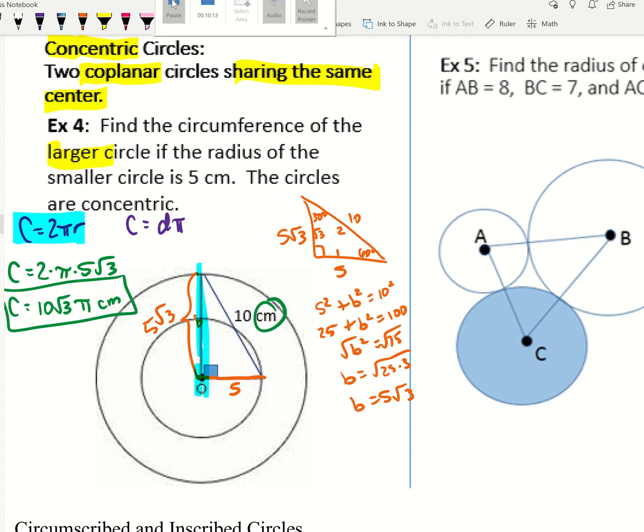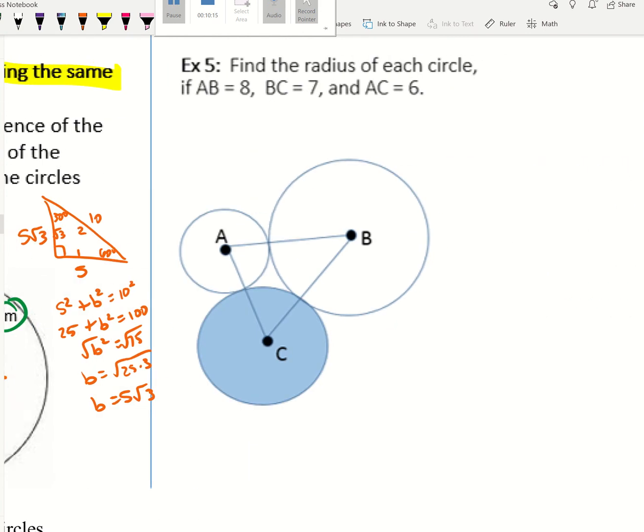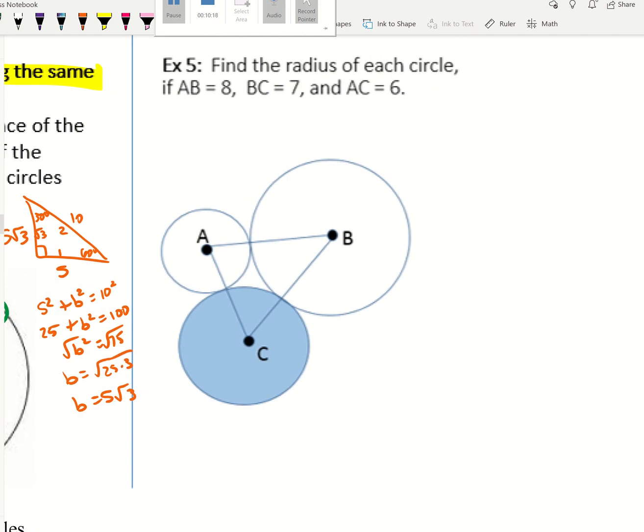All right, let's take a look at number 5. For number 5, we want to find the radius of each circle. And what I think is important to notice is that there's really 2 radii drawn in for each circle. For circle A, there's 2 radii, and in a circle, all radii will be the same length. In circle C, 2 of its radii are drawn in. And then in circle B, 2 of its radii are drawn in.